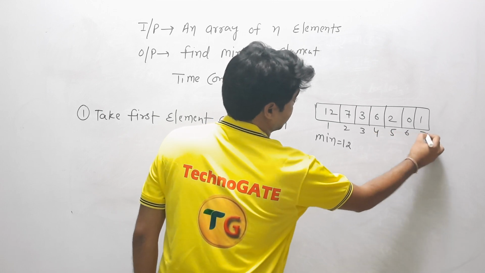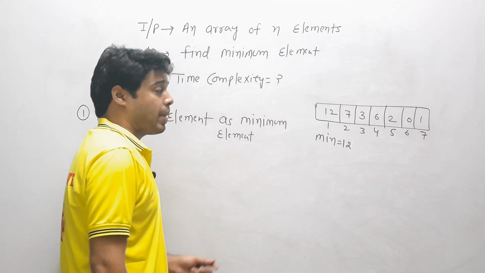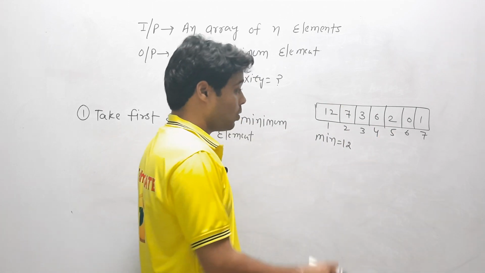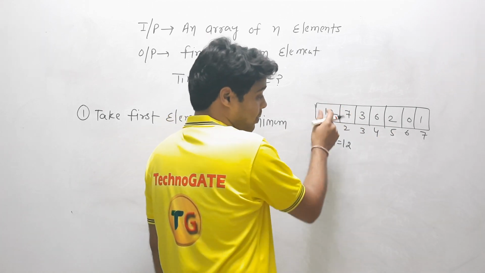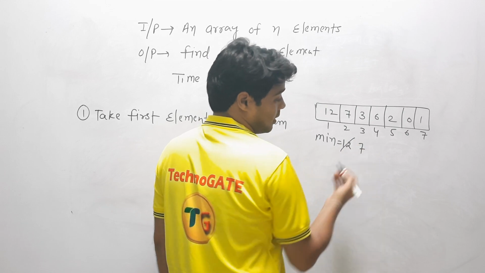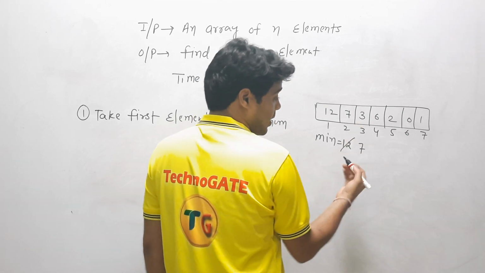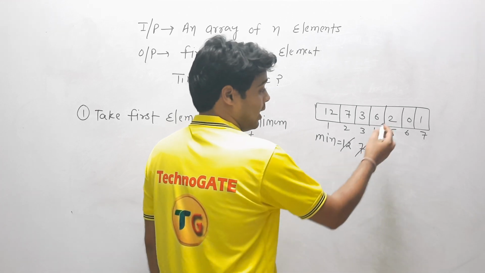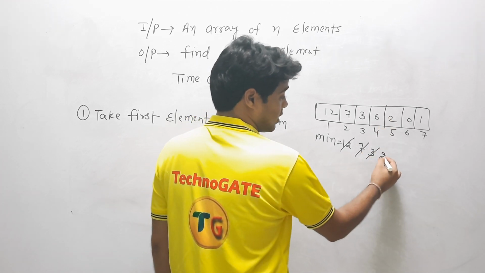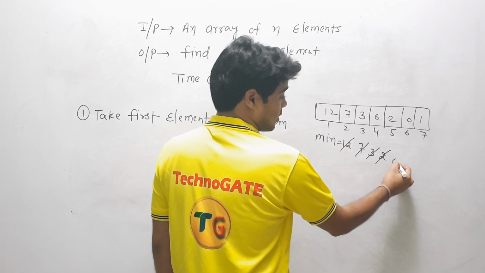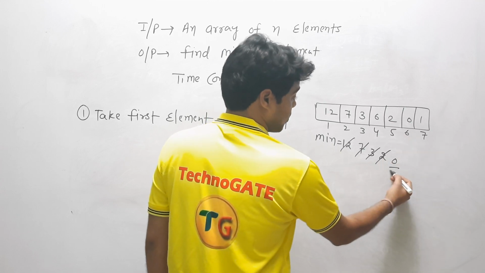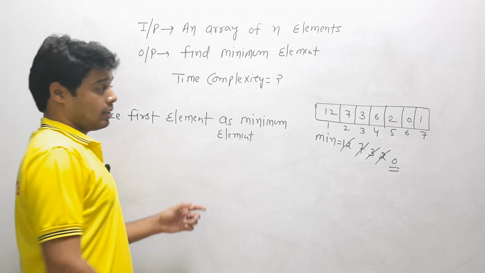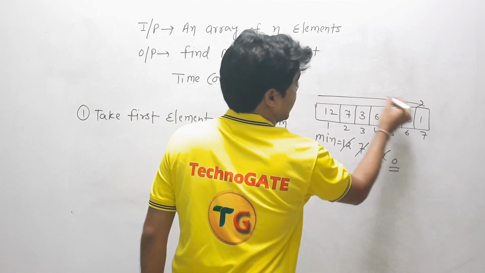Like 1, 2, 3, 4, 5, this is the index here. Now compare the remaining elements with this element and update. So here 7 less than minimum, yes, update 7. 3 less than 7, yes, update 3. 6 less than 3, no update here. 2 less than 3, yes. 0 less than, yes. 1, no. So the minimum element is 0 here.